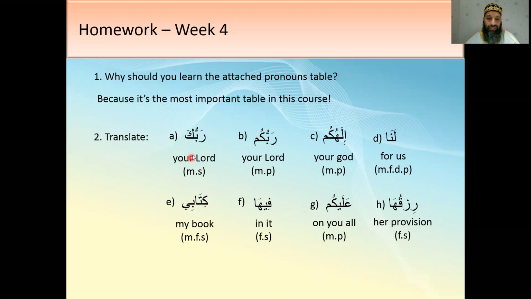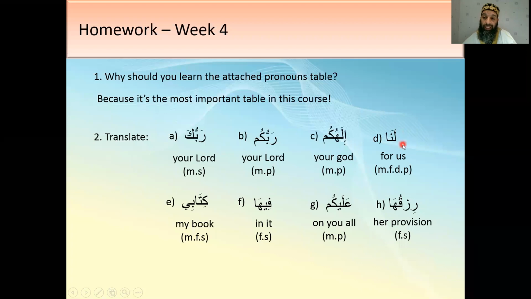So the homework was: translate Rabbuka. Remember, the ka ending makes it "your", speaking to a masculine. So Rabbuka means your Lord. Rabbukum: the kum attachment makes it yours, masculine plural. Your all's Lord. C, ilahukum. Ilah means God. Kum means your all, masculine terminology, but it can include a mixed group as well. So your all's God, but all of you, plural.